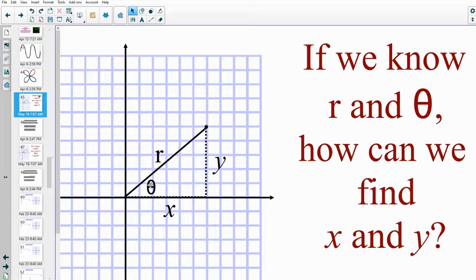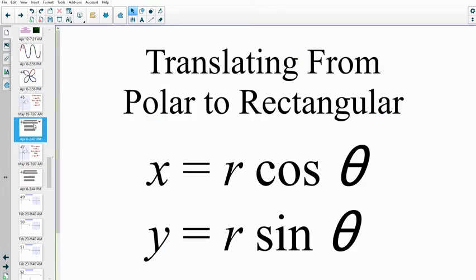Sine of theta equals y over r, which means y is r times sine of theta. And similarly, cosine of theta equals x over r, which means x is r times cosine of theta. Y equals r times sine of theta, x equals r times cosine of theta. So given r and theta, we can find the x and y coordinates using these formulas. All right.